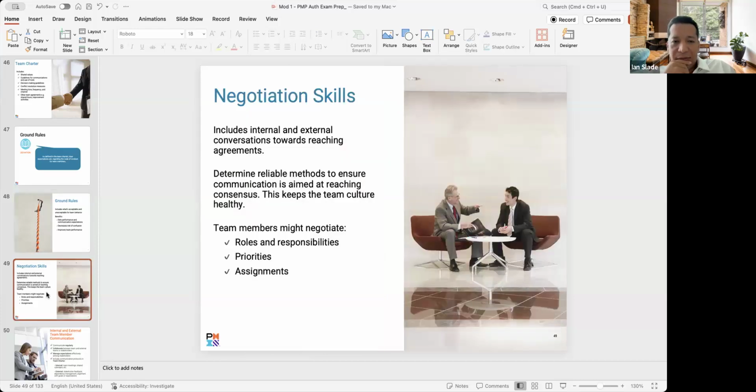Negotiation skills. All right, so whether you're trying to figure out where to go for lunch or how much to pay for a 20-story tower, right? We all use negotiations every day.